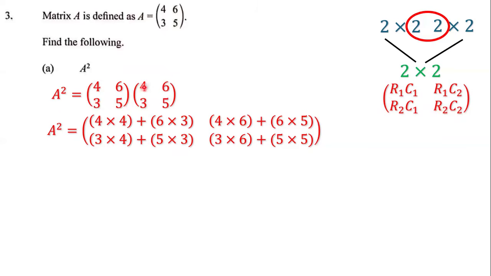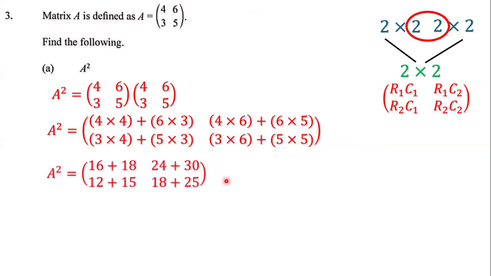So we have 3 times 6, and we have 5 times 5. Okay, great. Next, we say 4 times 4 is 16. 6 times 3 is 18. Then we have 6 times 4, or 4 times 6, is 24. 6 times 5 is 30.